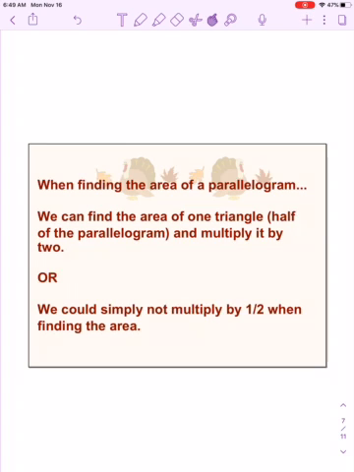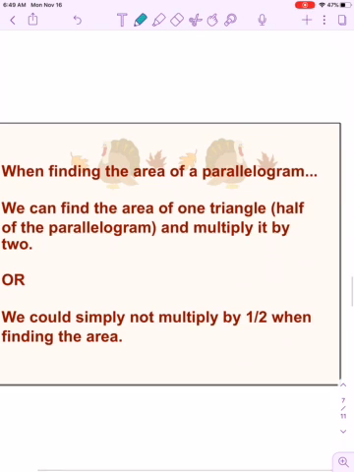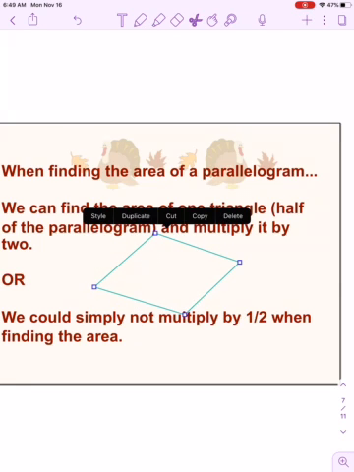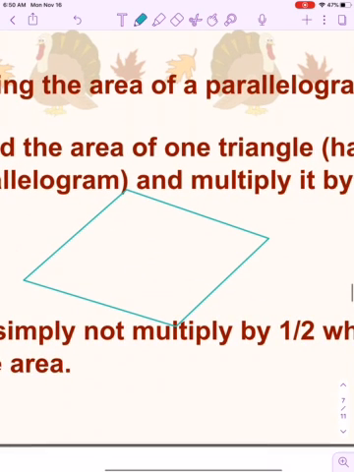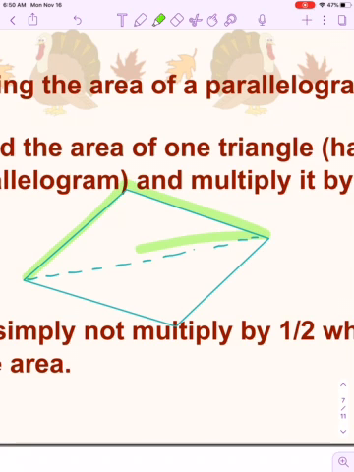Parallelogram has two congruent triangles. Okay, let's see if we can make one. A parallelogram has two congruent triangles. So you can find the area of one of them by using your formula. Okay, that's what this is. This would be one of those triangles. And then you could just multiply it by 2.